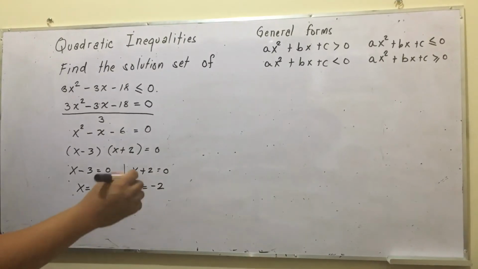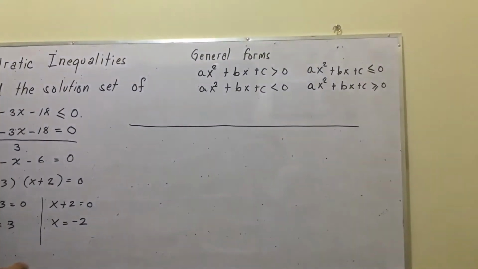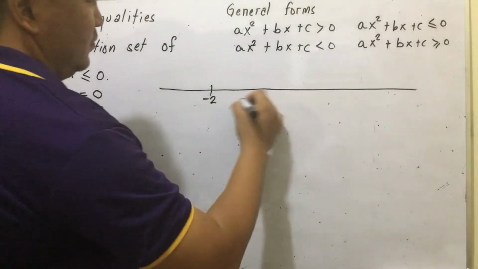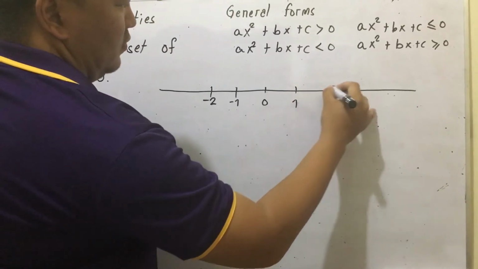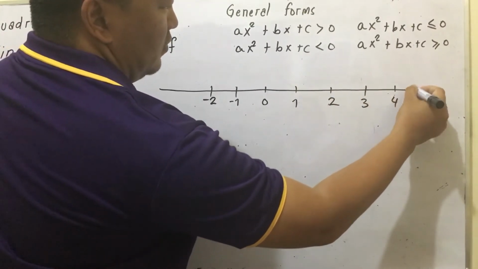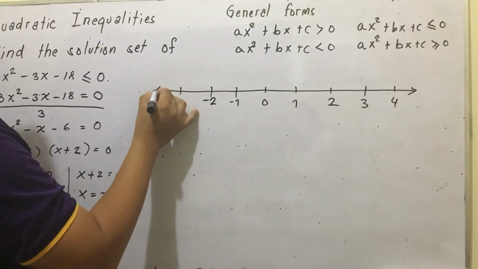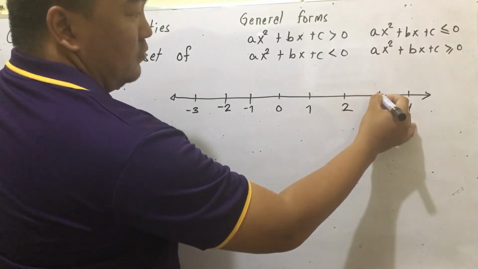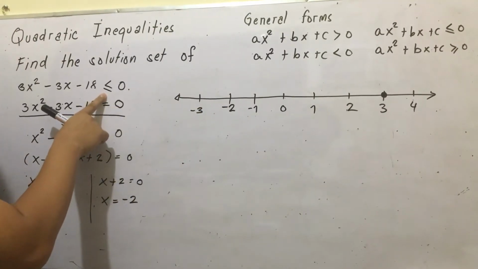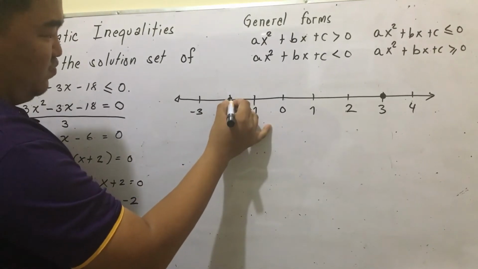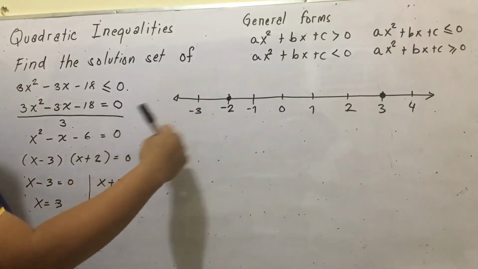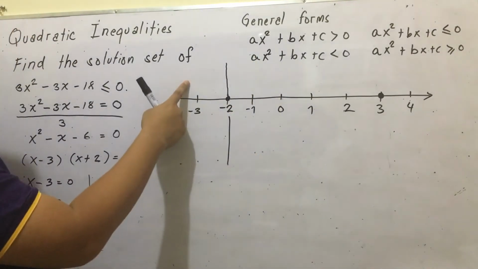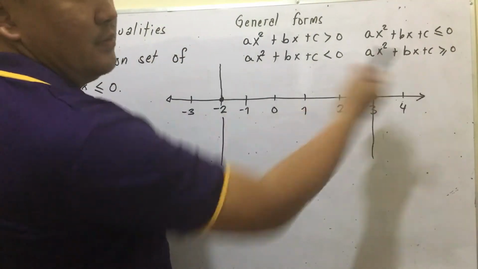Let's plot this on a number line. Negative 2 and positive 3. So let's mark the critical point 3. I use the solid circle because 3 is included, less than or equal to, and negative 2. As you can see, we have 3 regions. Our number line is divided into 3 regions: the first, on the left, the middle region, and the third region.